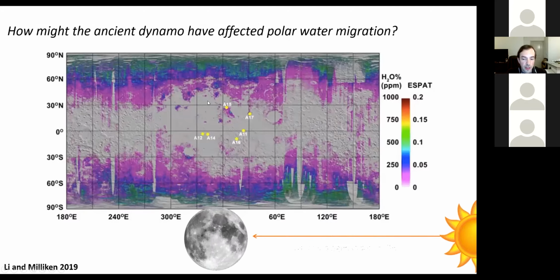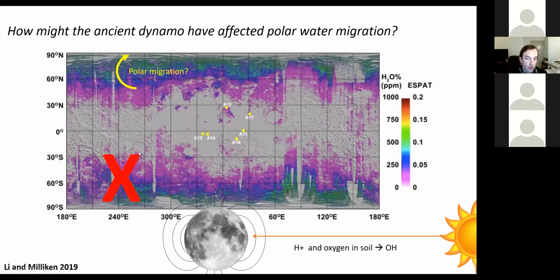And the other question then is, if the magnetic field existed for billions of years, you would block the creation of the OH and you could maybe block the polar migration process. And so this was just, we never asked this question before. So we wanted to do some simulations to answer these questions.